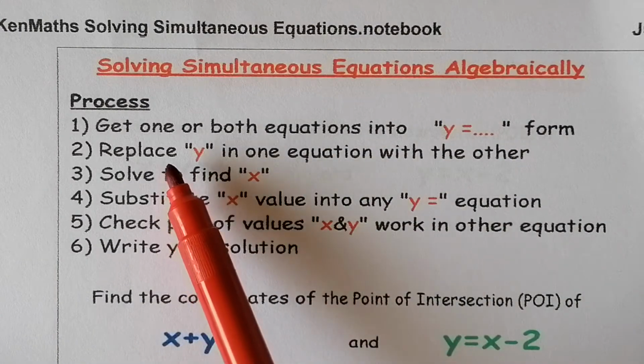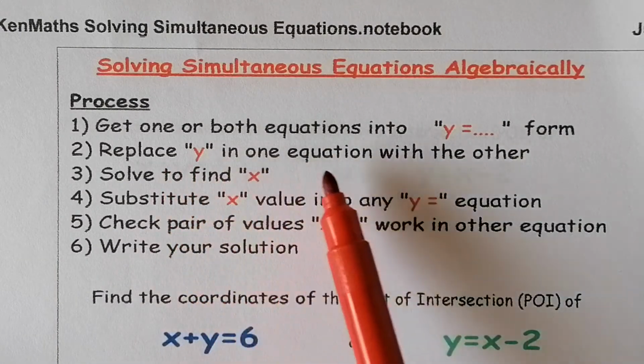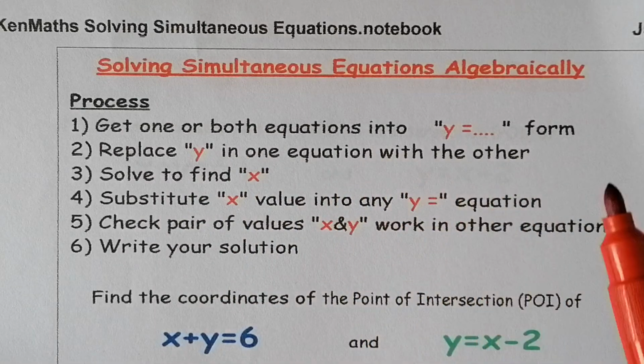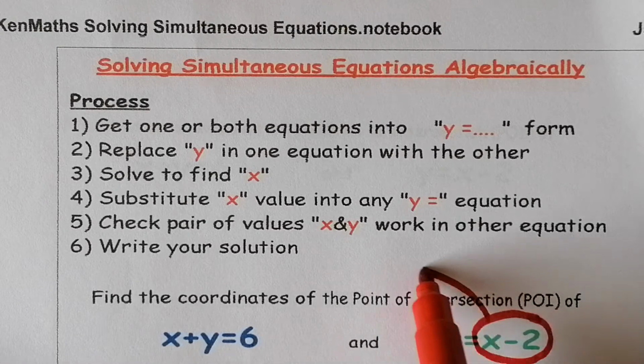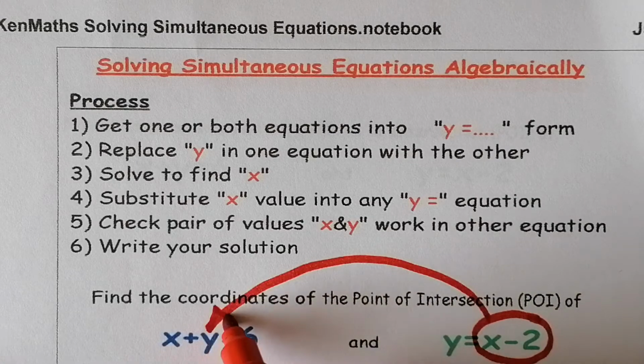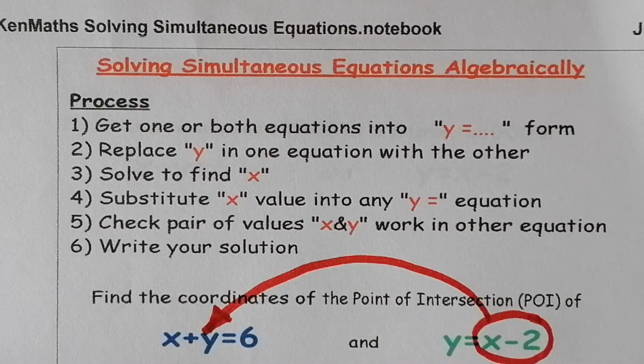And what we'll then do is replace y in the other equation with the other. So I'm going to replace the y with whatever it says here. So y is equal to x minus 2. So that x minus 2, I'd be taking that and substituting it in there instead of y. So what that would mean is in my equation I'd only have x values and numbers.